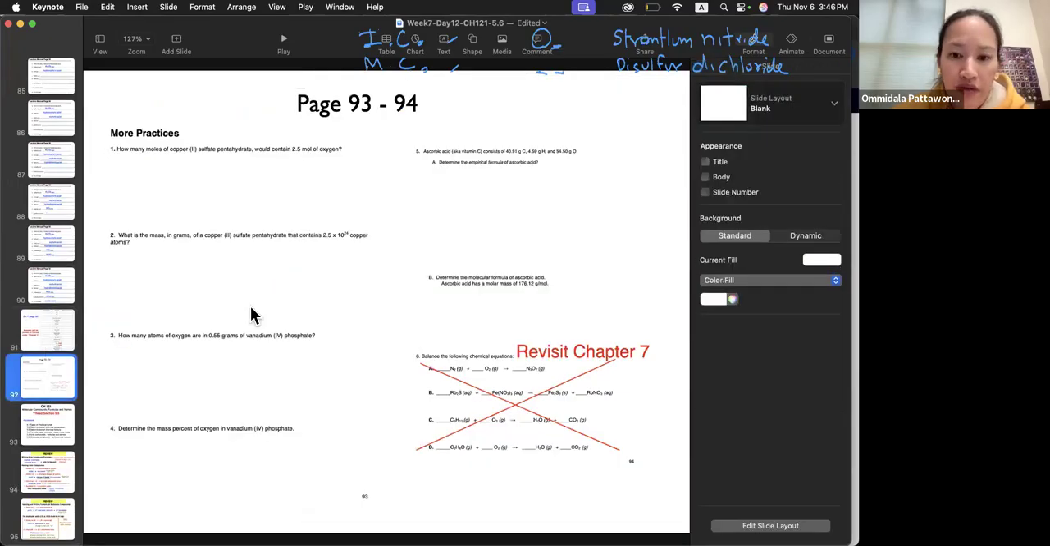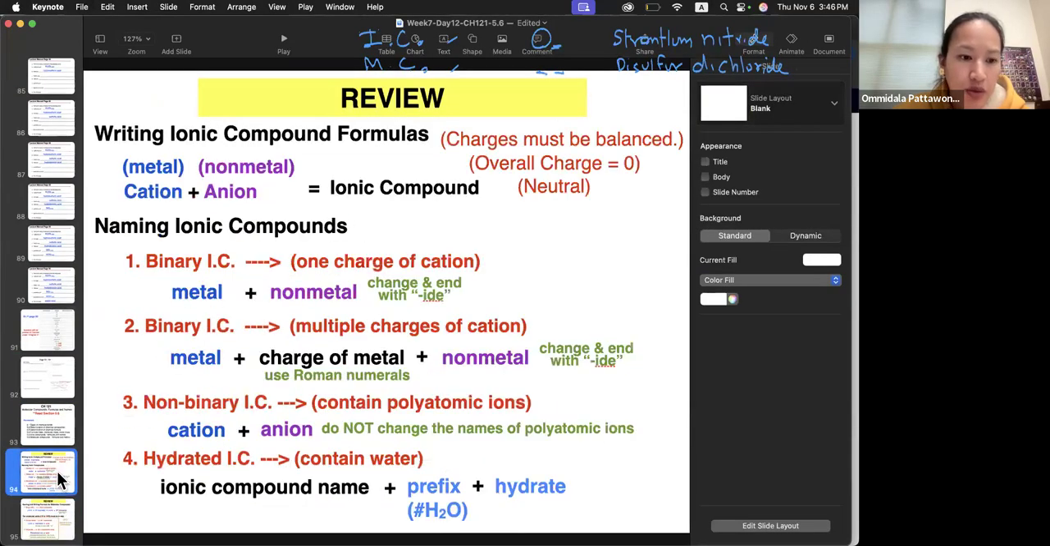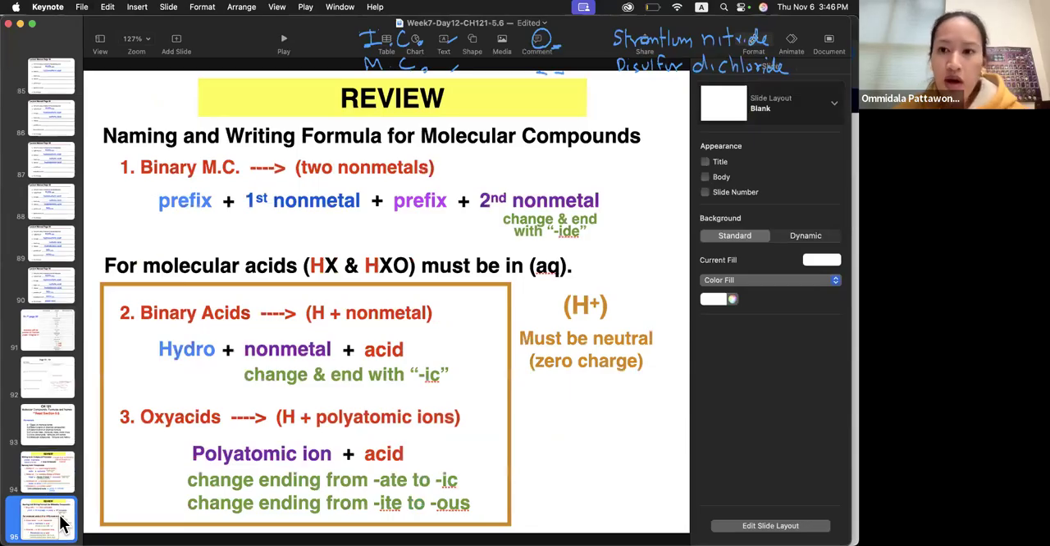Oh, one more thing I forgot to mention is the last problem on page 94. Okay, so you can actually ignore this one because we have not covered this yet. This is going to be part of chapter 7. Okay, and then this is everything about this chemical formula that we just learned. Okay, so both ionic and also molecular compounds as well.